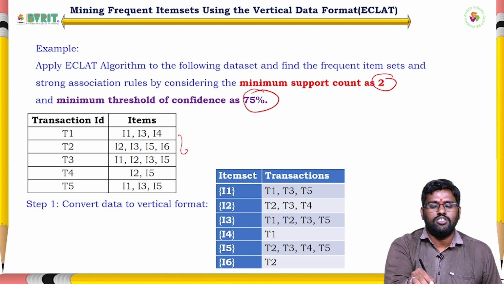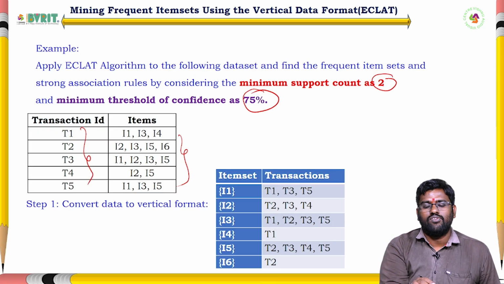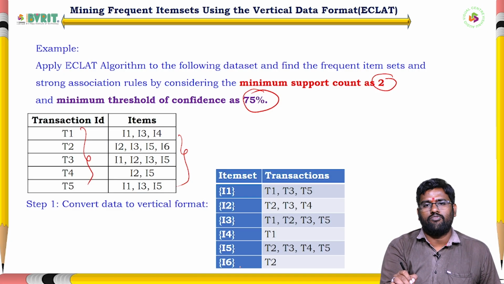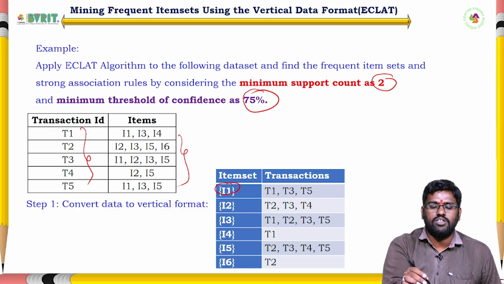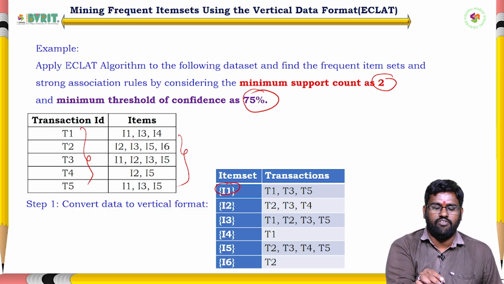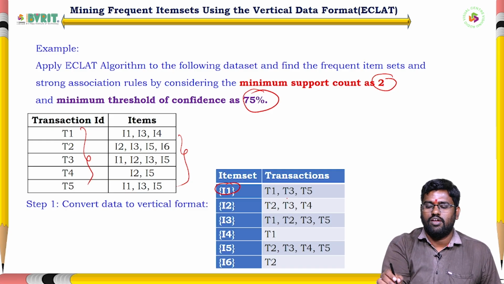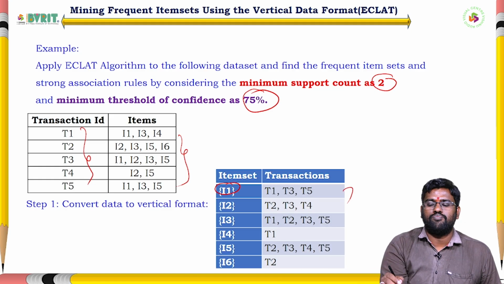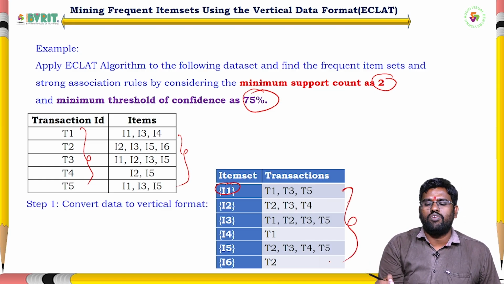These are the different transactions given. Now we need to convert them into vertical format. First we take how many transactions there are: in total 6 sets of items. So I1 will be present in how many transactions? I1 is present in transaction T1, T3 and T5. Next, I2 is present in the T2 transaction, T3 transaction as well as T4 transaction. Like that we frame everything in the vertical format.